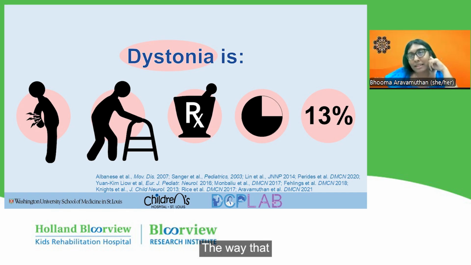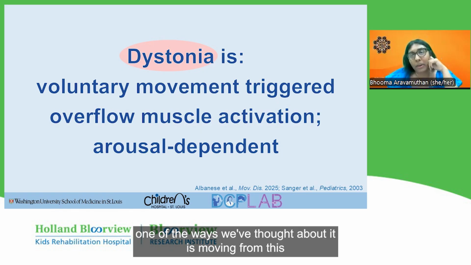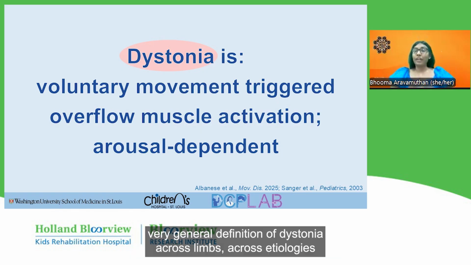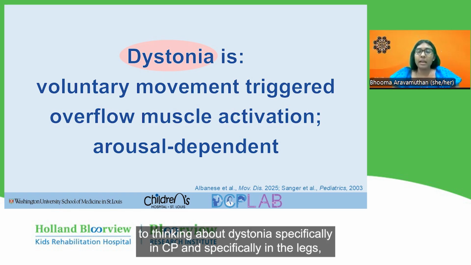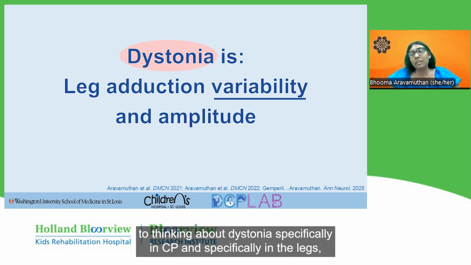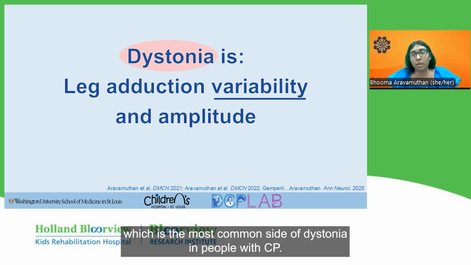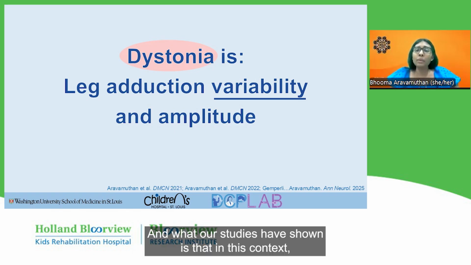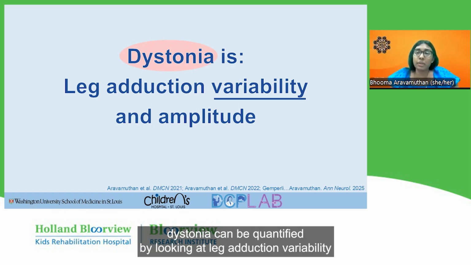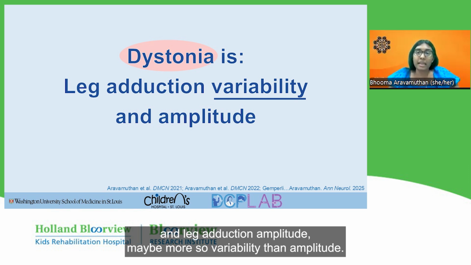One of the ways we've thought about it is moving from this very general definition of dystonia across limbs, across etiologies, to thinking about dystonia specifically in CP and specifically in the legs, which is the most common site of dystonia in people with CP. And what our studies have shown is that in this context, dystonia can be quantified by looking at leg adduction variability and leg adduction amplitude, maybe more so variability than amplitude.